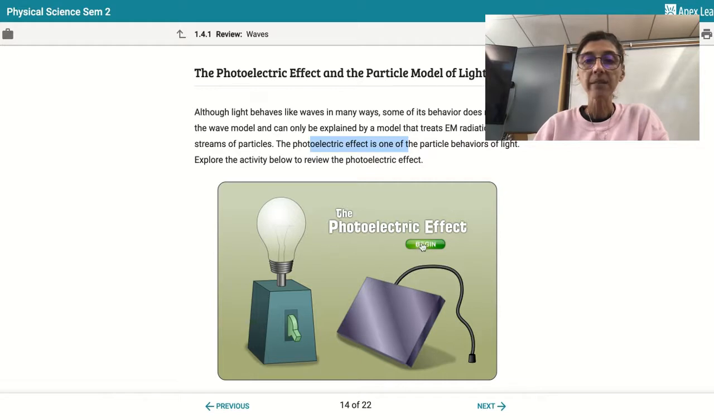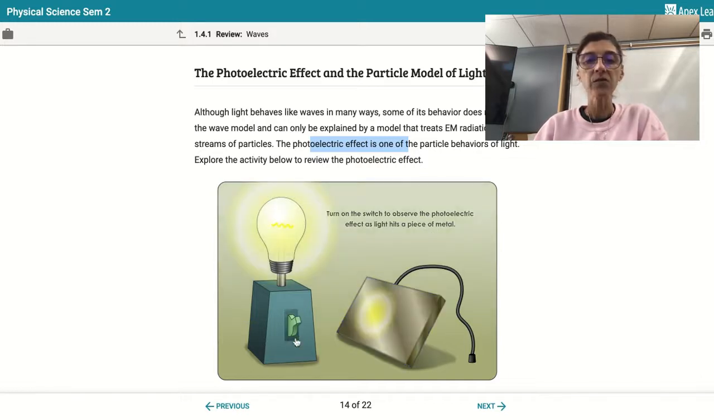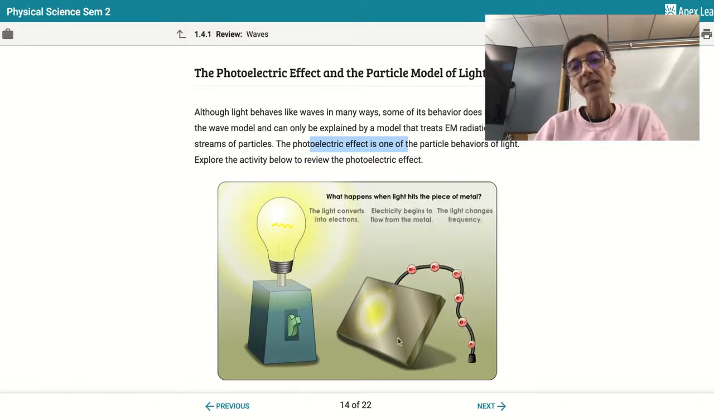So, take some time to play with this animation. It says turn on the switch to observe the photoelectric effect as light hits a piece of metal. So you turn the switch on, the light goes on, the light shines on this piece of metal, and you can see electrons are excited and begin to move through the wire. So electricity begins to flow from the metal. The light changes frequency. Okay.